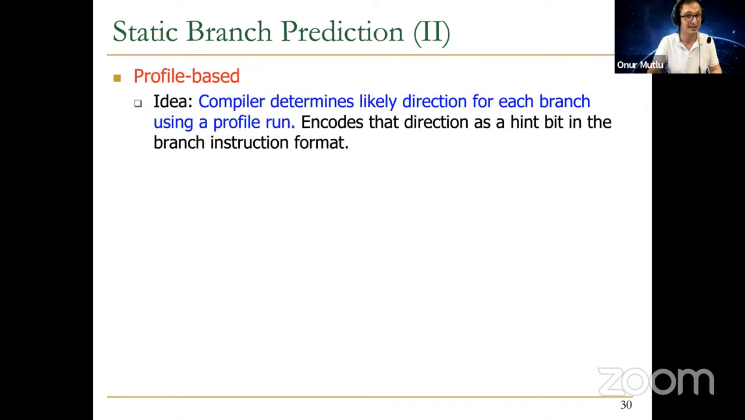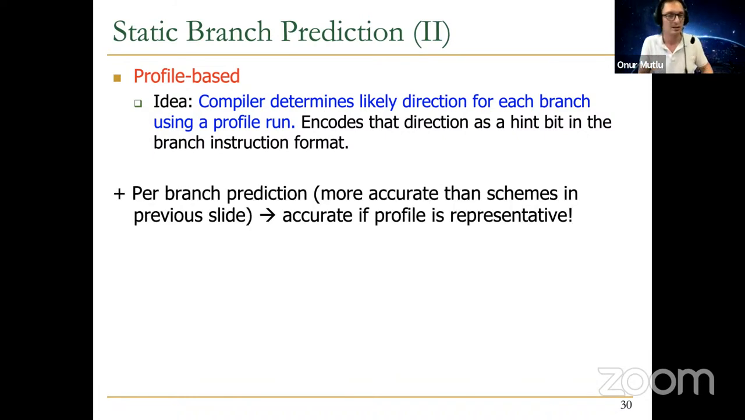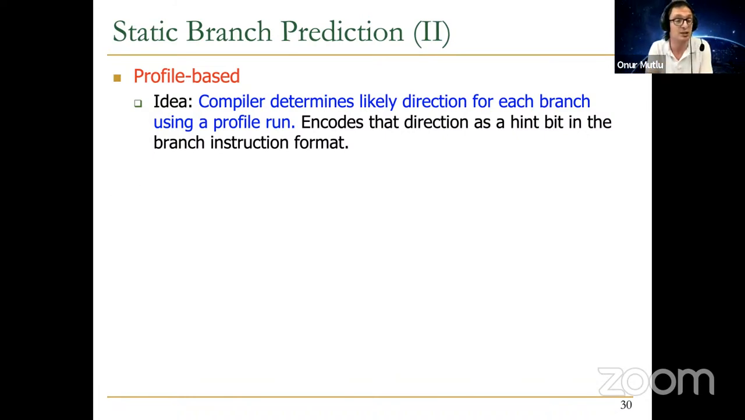You can make it profile-based. The compiler determines the likely direction for each branch using a profile run and encodes that direction as a hint bit in the branch instruction format. So basically, the branch instruction format has a hint bit, one bit, saying whether this branch is deemed by the compiler to be likely taken or not taken, okay? And use that bit to guide the prediction. So this is nice because if the compiler says, oh, this branch is almost always taken, it sets the bit to be taken. If the compiler figures out some other way using the input set, of course, it will set the bit to be not taken. Of course, this requires executing the branch once so that you see the branch target address as well as that bit, right? But on later executions, you can use this profile-based prediction.